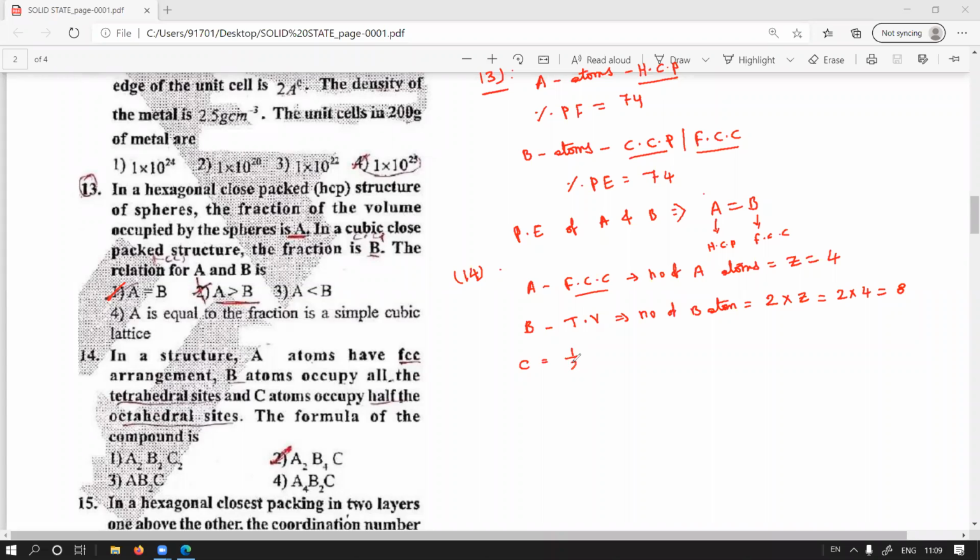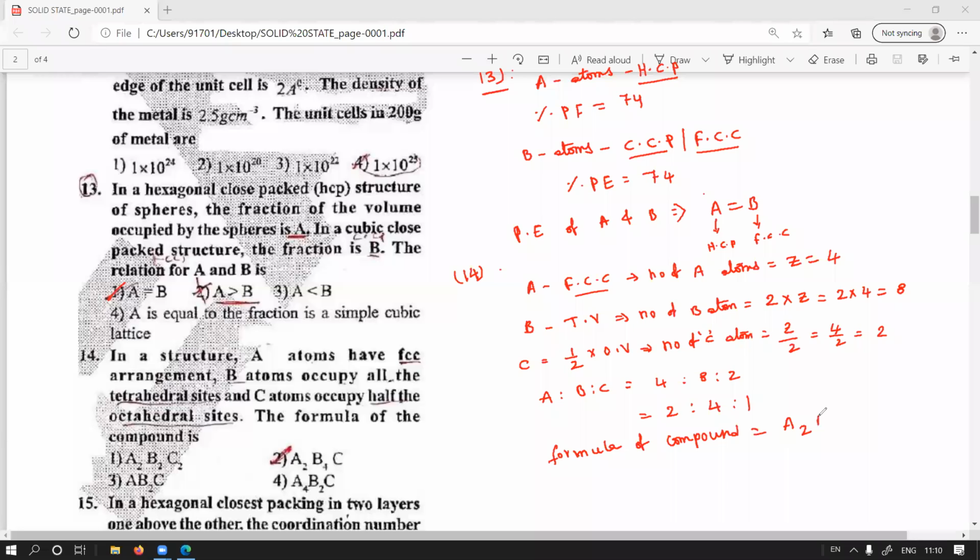Okay, C atoms occupy half of the octahedral sites. C atoms are present in 1 by 2 into octahedral sites. OV means octahedral sites. Then the number of C atoms is equal to Z by 2, because the number of octahedral sites is equal to Z. Only half of them are occupied by C atoms, then Z by 2 is equal to 4 by 2 is equal to 2. So the formula of the compound, means the simplest ratio A is to B is to C, is equal to 4 is to 8 is to 2. Then the simplest ratio is equal to 2 is to 4 is to 1. So the formula of the compound is equal to A2B4C. Now the correct answer is the second option.